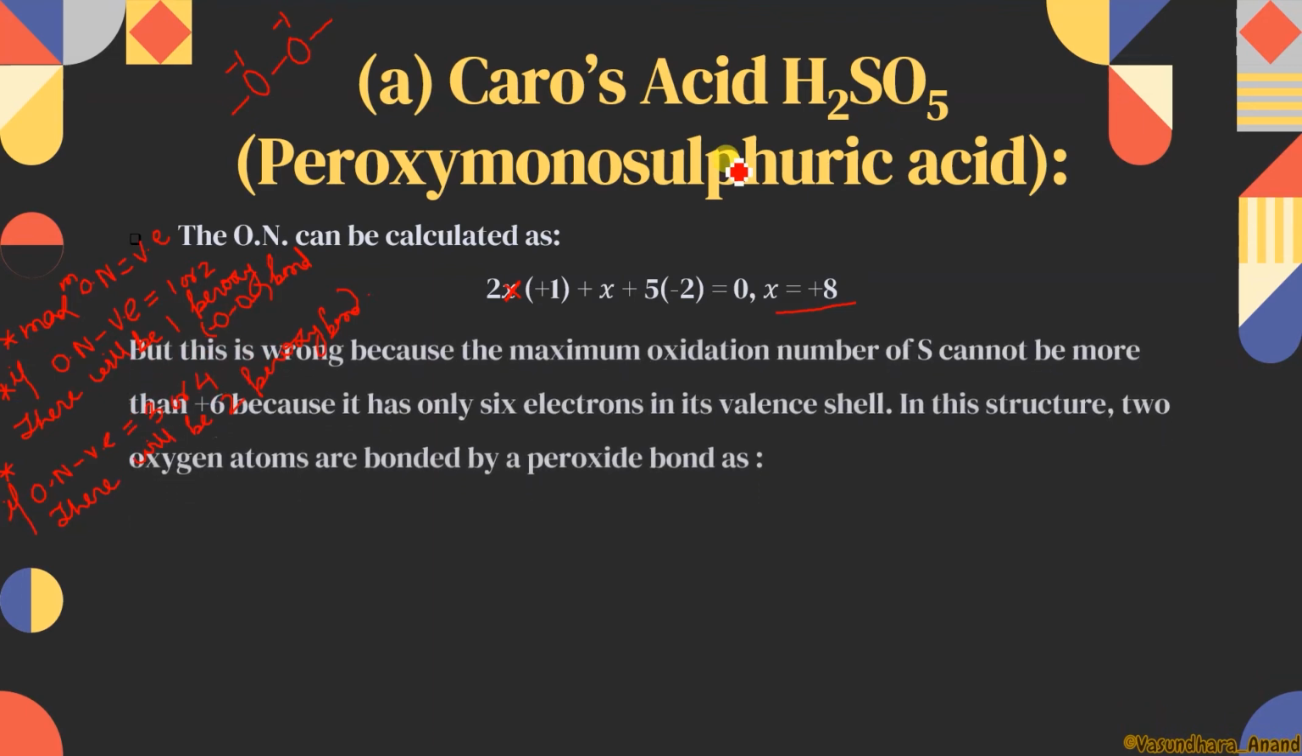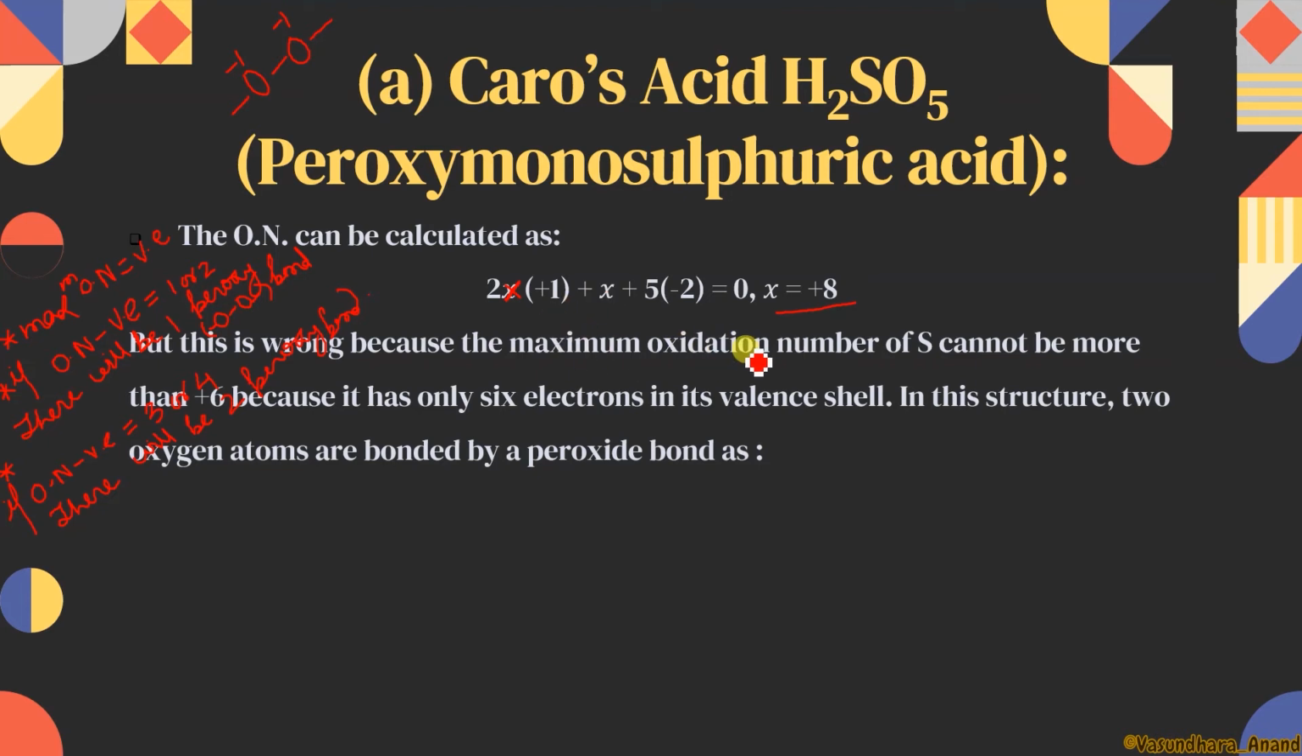Clear? But this is wrong because the maximum oxidation number of sulfur cannot be more than +6, because it has only 6 electrons in its valence shell. In this structure, 2 oxygen atoms are bonded by a peroxide bond, as I told you. So how did you get this 2 only? For that, I have given a trick: oxidation number minus valence electron.